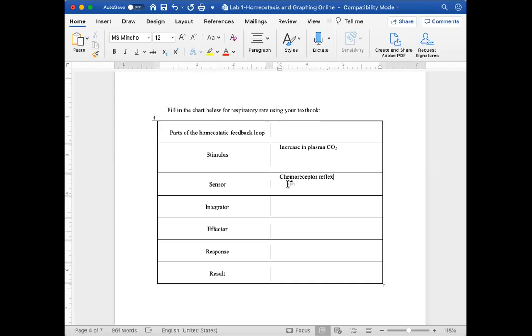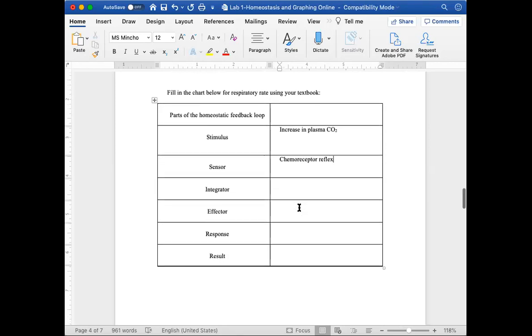And so look up chemoreceptor reflex and then see if you can actually fill this in on your own. If you have questions again, come to my office hours on Tuesday from 1 to 2, or send me an email or set up a time to Zoom.